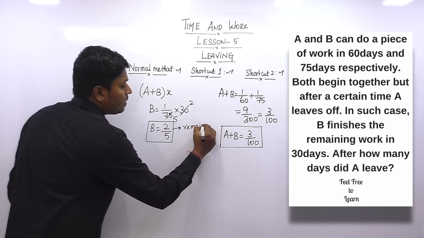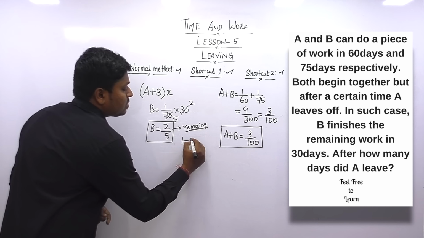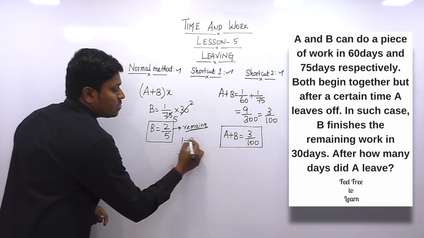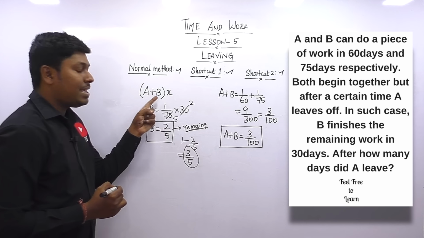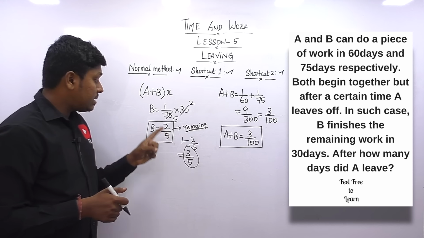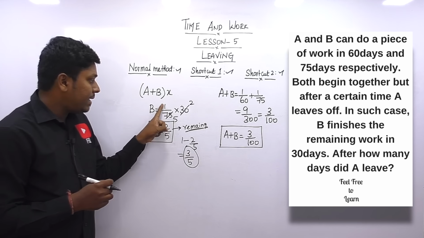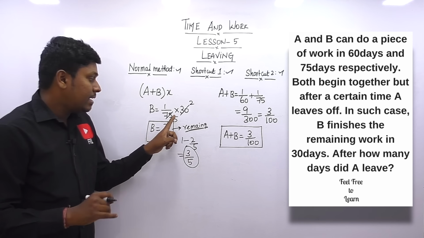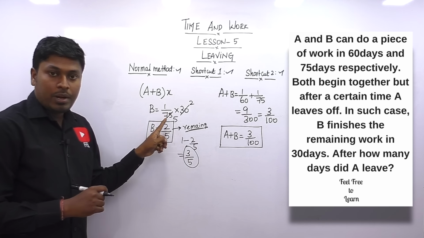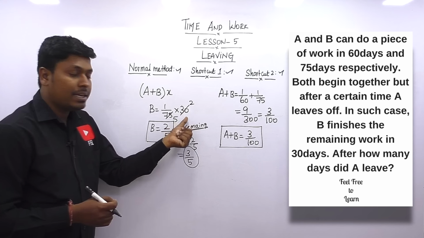We got the remaining work. So what is the total work when you subtract this? 1 minus 2 by 5 will be 5 minus 2, 3 by 5. So 3 by 5 of the work was done by A and B. Friends, clear on the concept? B alone can do a piece of job in 75 days. B's one day work will be 1 by 75. B does the remaining work in 30 days. So we can say that B does 2 by 5 of the work in 30 days.